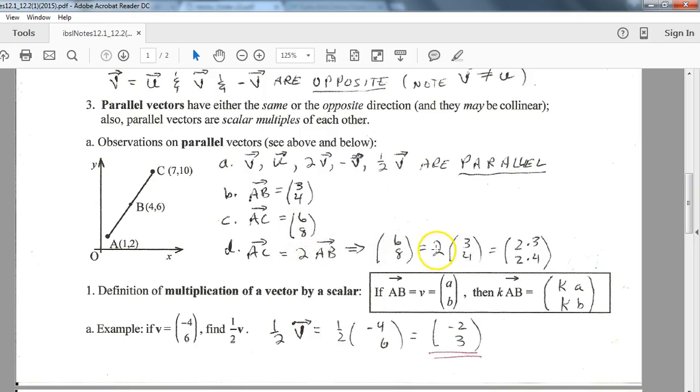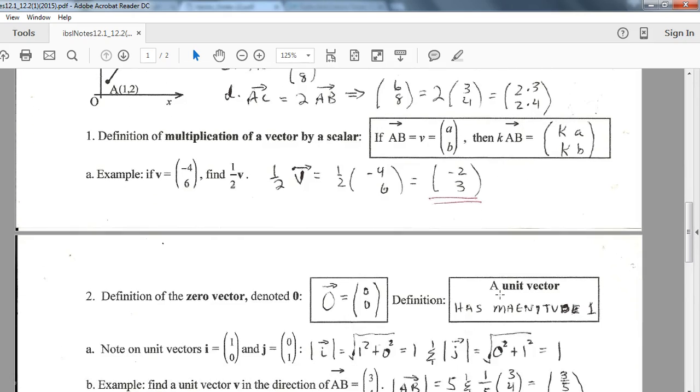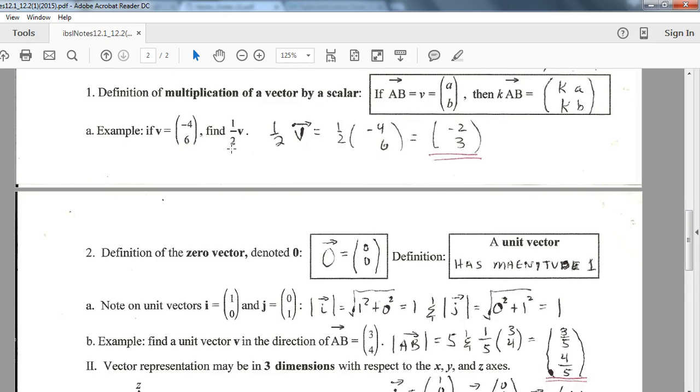So you can see this is the idea of a scalar. If I did AB times 2, then I create AC. And that's all this one's saying right here. You just distribute the scalar to each component. So you're seeing one more example right there at the top. Same thing. If this is vector v and I want to apply the scalar of 1/2, I just multiply 1/2 to each of those components, and we get half of v.